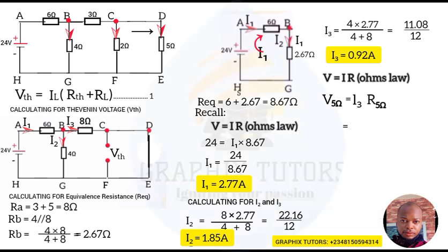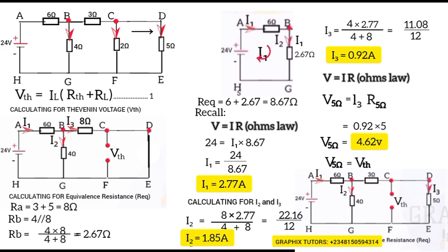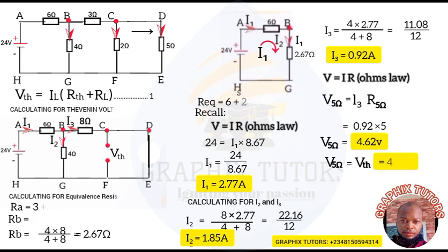And the value of I3 is 0.92 multiplied by the value of the resistor that I3 is flowing through, that is 5. And if you multiply both of them, you'll have 4.62 volts. So our voltage drop across the 5 ohm resistor is 4.62 volts, which is the same as our Thevenin voltage, because both are in parallel due to the split at node C, like I explained before. So the VTH equals what? The voltage drop across the 5 ohm resistor, and that is 4.62 volts.